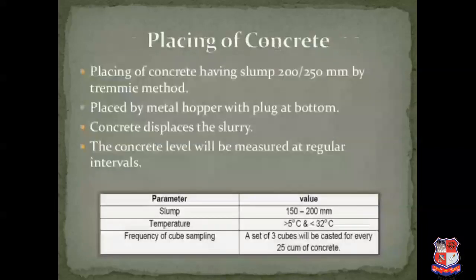Now, placing of concrete. Concrete having a slump of 200 to 250 mm is placed by the tremie method, using a metal hopper with a plug at the bottom. Concrete displaces the slurry. The concrete level is measured at regular intervals. The parameters and their values are given in the table. The parameter for slump value is 150 to 200 mm, and temperature and frequency of cube sampling are also denoted in the table.